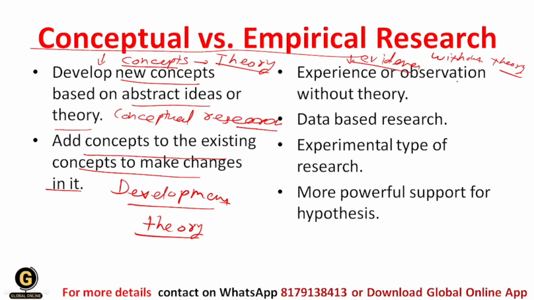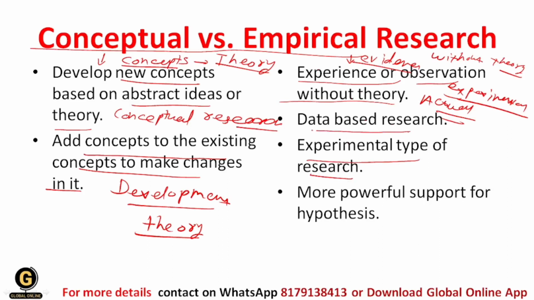Now next, let us see what empirical research is. It is experience or observation without theory. Here we are observing or experiencing something without theory, so it is the actual thing. Whatever is there, we experience it originally. It is also called experimental research, because there is no theory and we are observing or experiencing the thing, so we are doing an experiment.